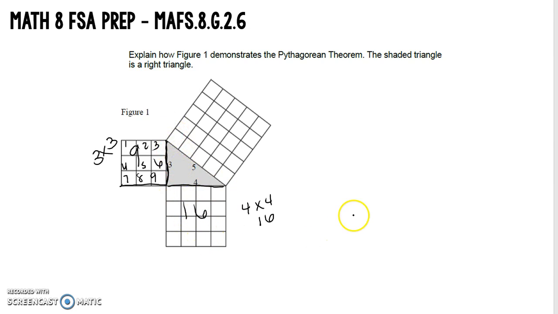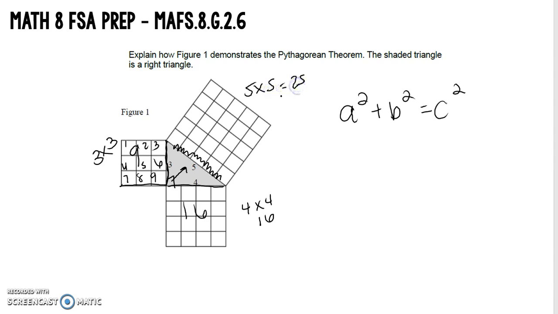Well, what the Pythagorean theorem tells us is that if I square the two legs of a triangle and add them together, I get the square of our hypotenuse. And that hypotenuse is across from your right angle. So let's test that out. If I square 5, so 5 times 5, there's 25.